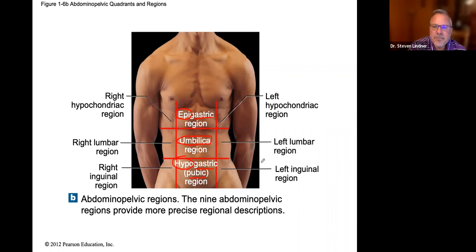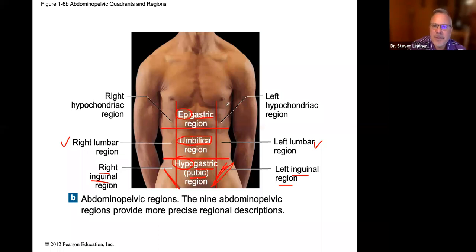Then, adjacent to the hypogastric, there's going to be a left inguinal region, and there'll be a right inguinal region. Right in here are the inguinal ligaments. The inguinal ligaments run this way. So you have a right and left inguinal. Then where the flanks are, there's a left and right lumbar region. Sometimes it's called the left and right flank or left and right lumbar.